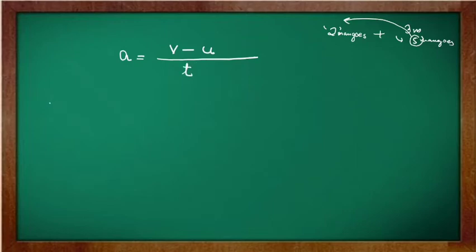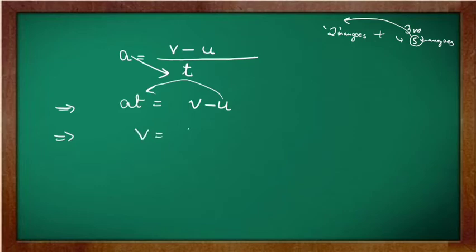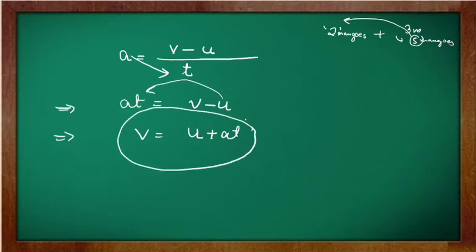Now it's very simple, we just need to do a cross multiplication. This a will be multiplied with this t, so it will become at, which is equal to v minus u. Now just a rearrangement, this u will be brought to this side, so it is minus u here, it will become plus u, and it will be u plus at. So this is our first equation of motion, and this is how it is derived.